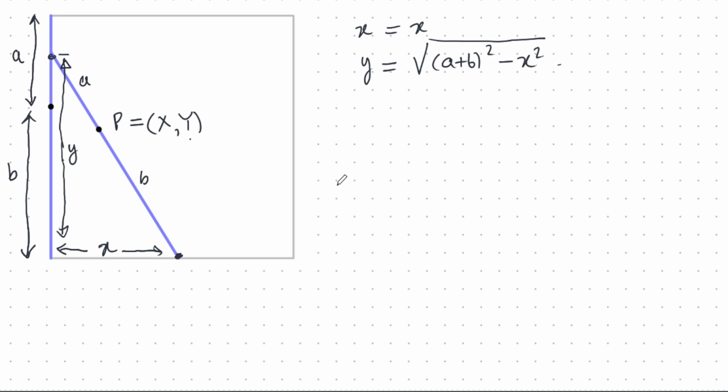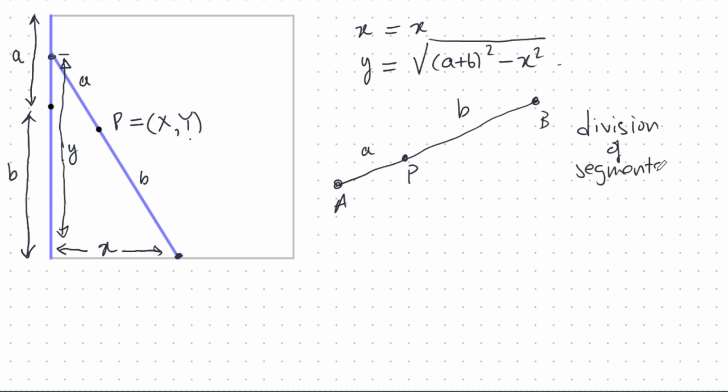Now, a very important technique. Suppose I have a segment between 2 points, A and B, and I have some point in the middle, P, and there is some proportion here, like this is a and that's b. So what is P? This is a very important theorem in geometry. It's a technique called division of segments. It's a very, very important thing. You should always remember this. So P is (b times A plus a times B) over (a plus b).